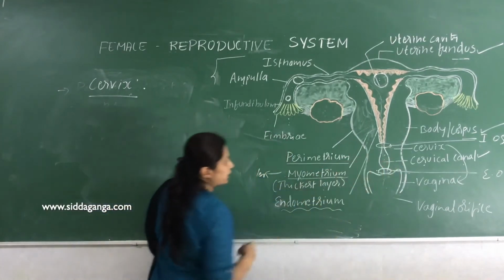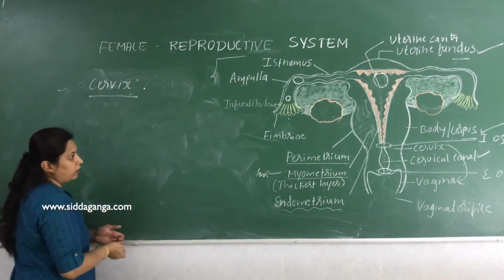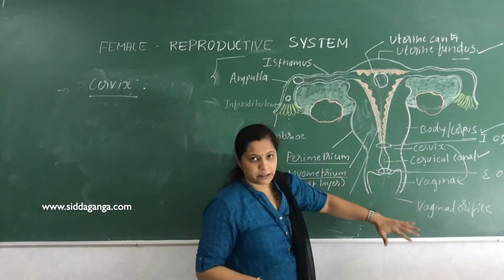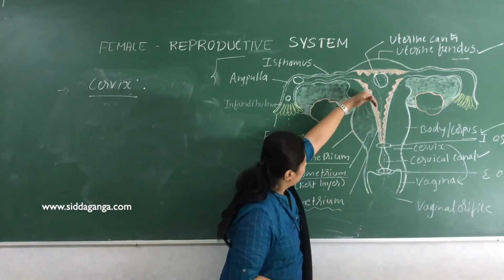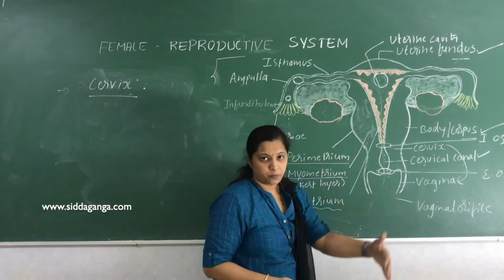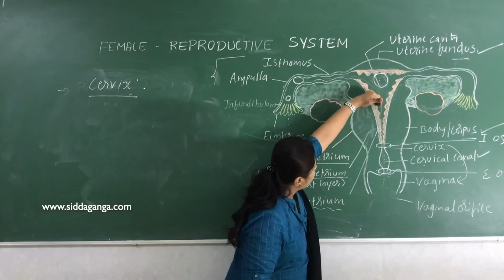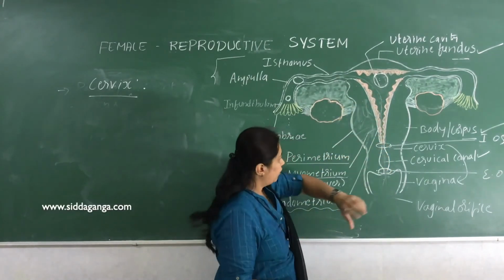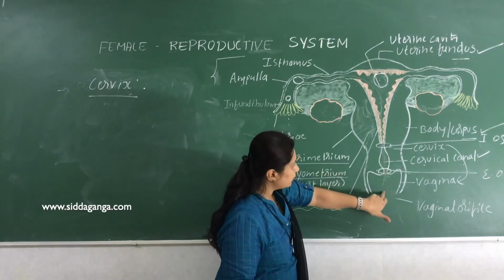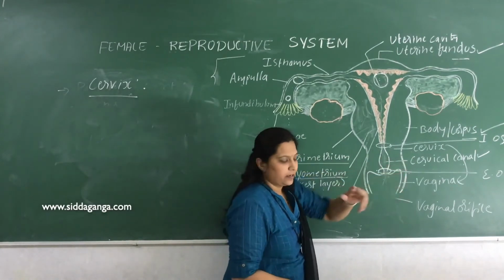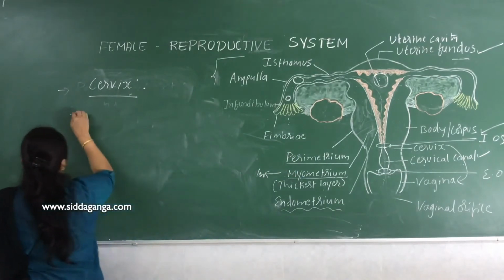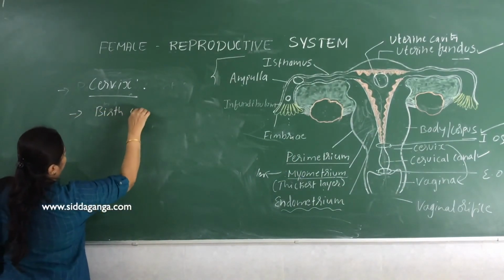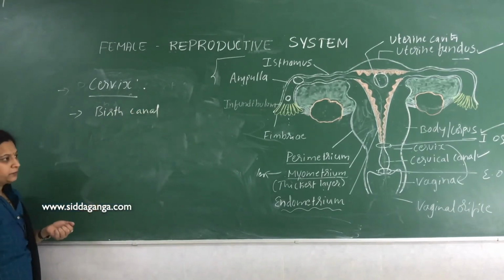Right. So then, what is the function of cervix? Once the fetus is developed completely, it has to be expelled out of the mother's womb, right? So from where does it have to be expelled? It is through the uterine cavity, through the cervical canal, and through the vagina to come out. So the cervix along with the vagina acts as a birth canal. So what is the function of cervix? Together with the vagina, it acts as a birth canal.